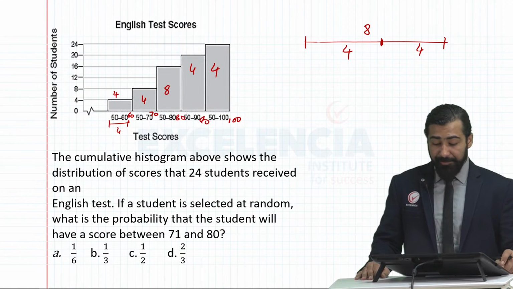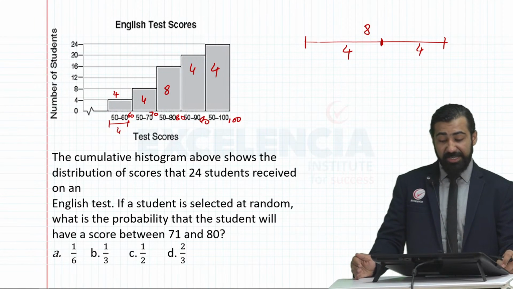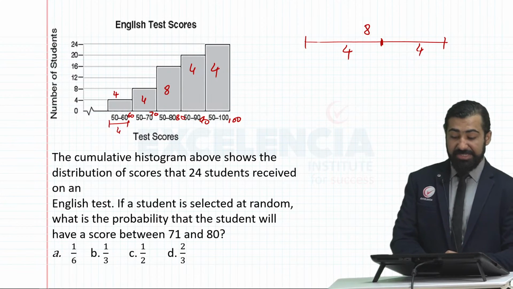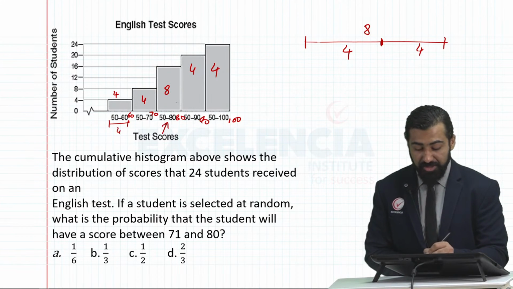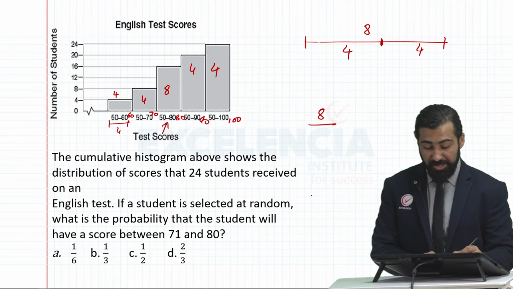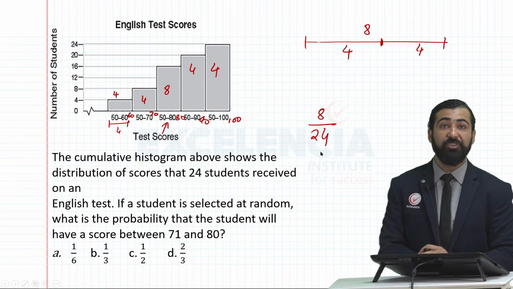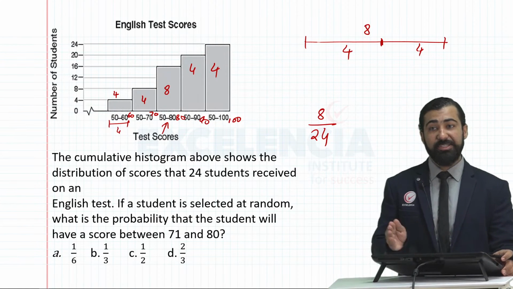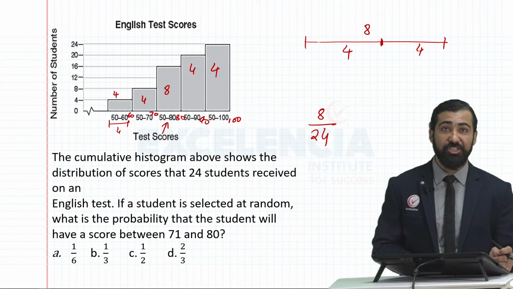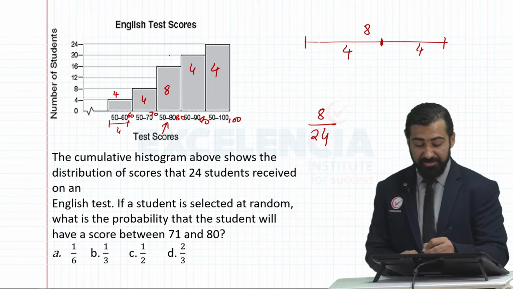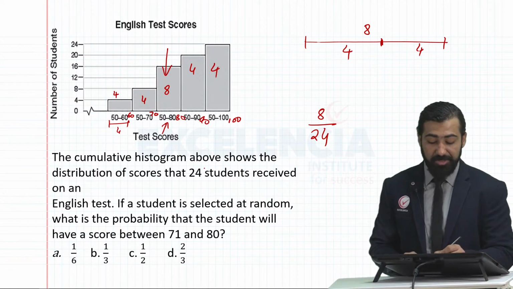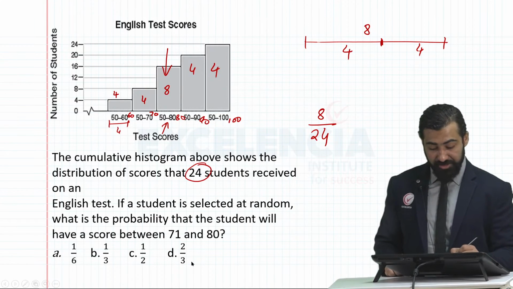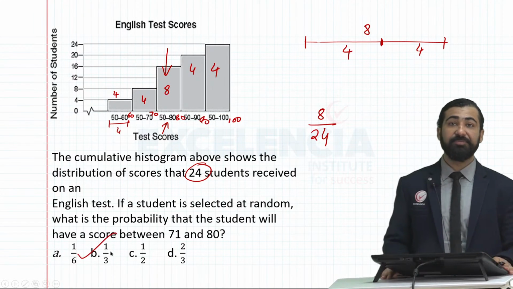Now, if a student is selected at random, what is the probability that the student will have a score between 71 to 80? 71 to 80, we have got 8 students. Total number of students given to us is 24. Since it was a cumulative histogram, I broke it into its subparts so that I found the length of each interval. And then in the interval of 71 to 80, I have got 8 people. In total, I've got 24 people. 8 over 24 gives me 1 over 3 as my answer.